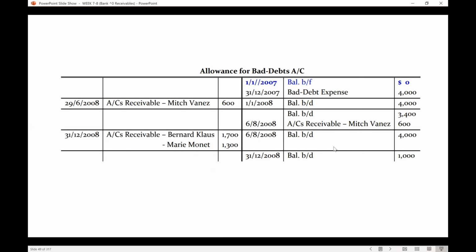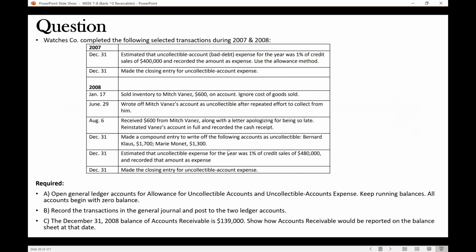So here, we have a credit balance of 1,000 because we would have taken out 3,000 from it. So we're still at the end, December 31st. We now make what? A new estimate for the year. And we're saying this time our estimate is 1% of credit sales. And our credit sales is what? 480,000. So we need to record this amount and expense it. So 1% of $480,000 is 4,800.